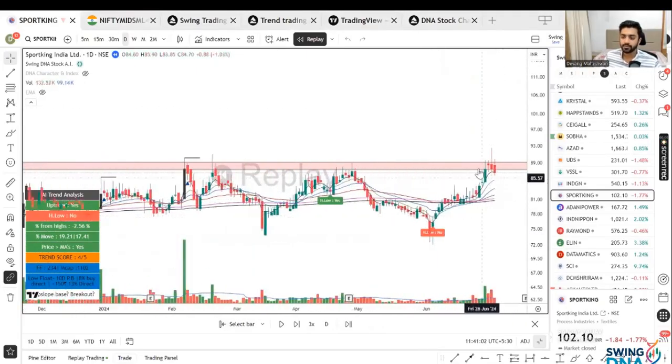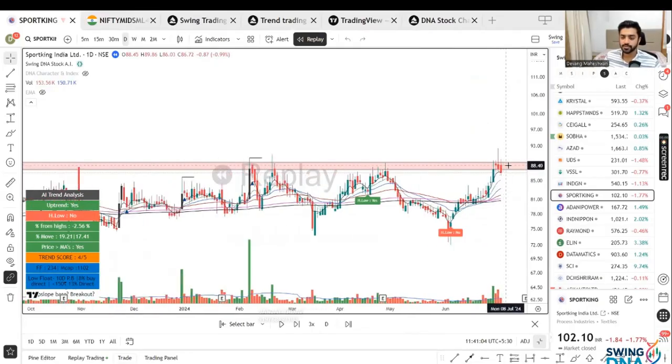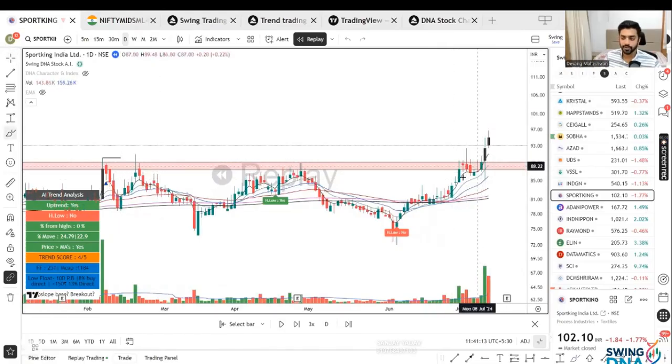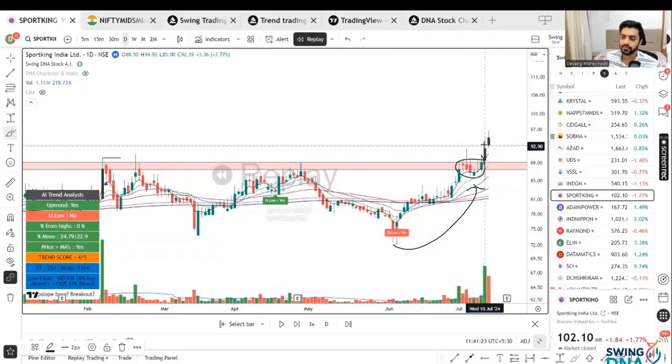Okay, it's a higher low. Before this breakout, it's just spending some time up here. You see this area before breaking out. This is the correction of this lower low. It gets corrected in these 3-4 days itself, and then you have this breakout.